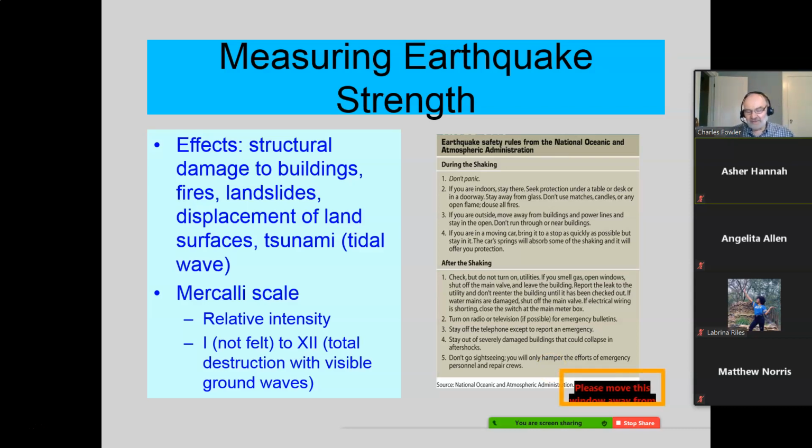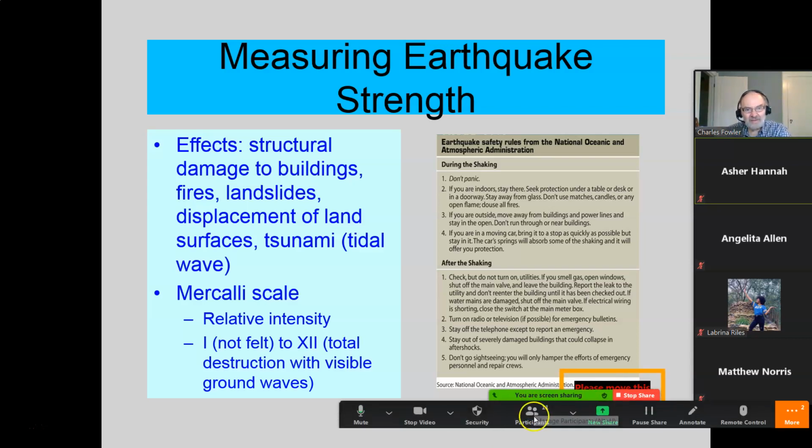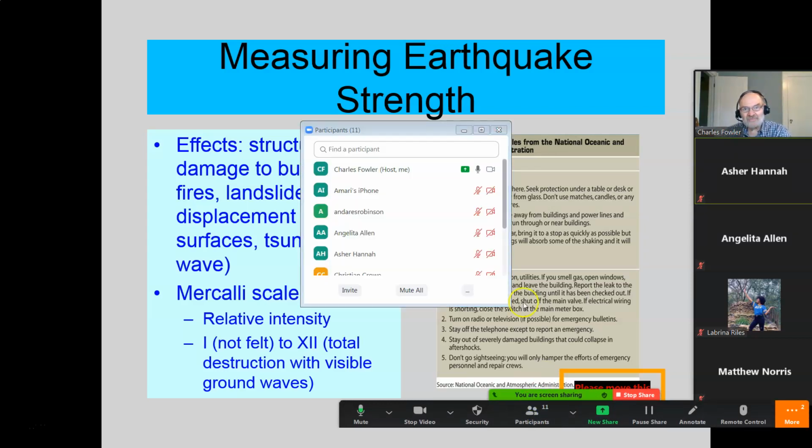Now, unfortunately, do y'all remember back in 2011, when we had the major tornadoes that came through the area? It looks like somebody else left the class.